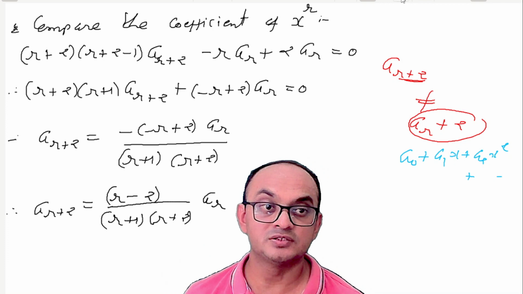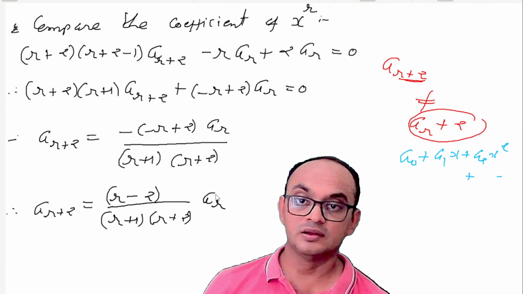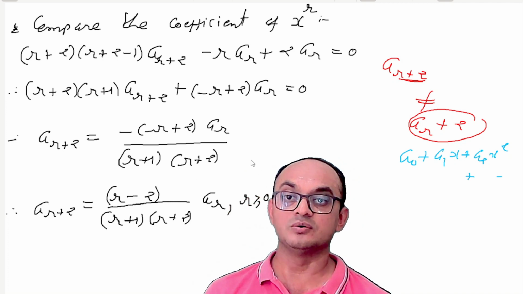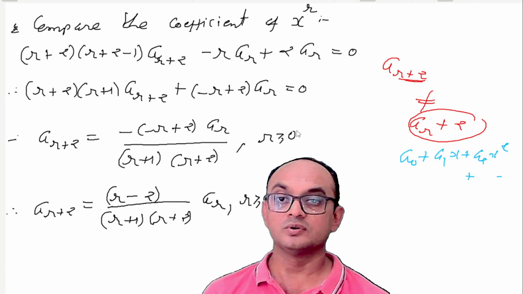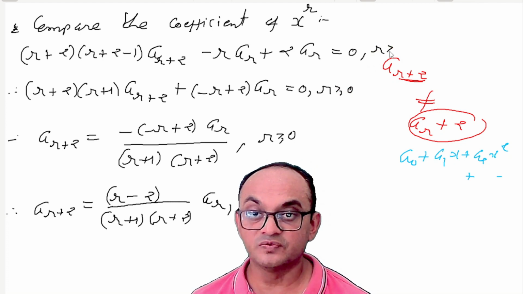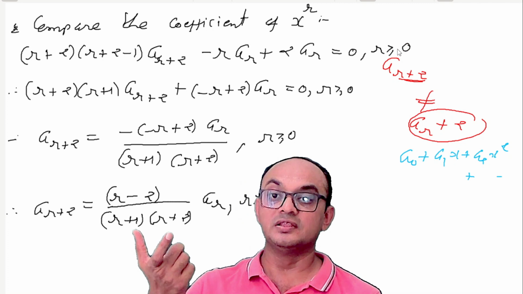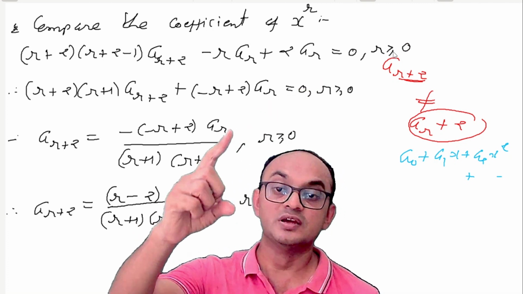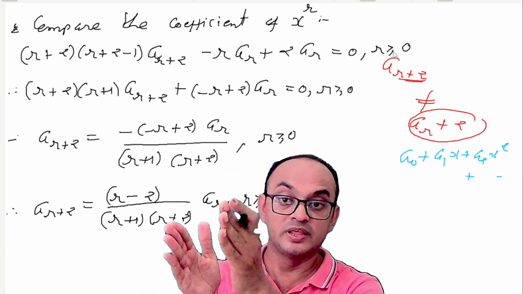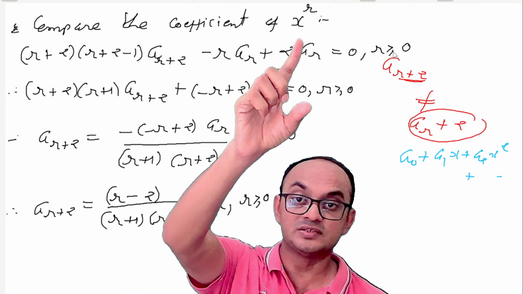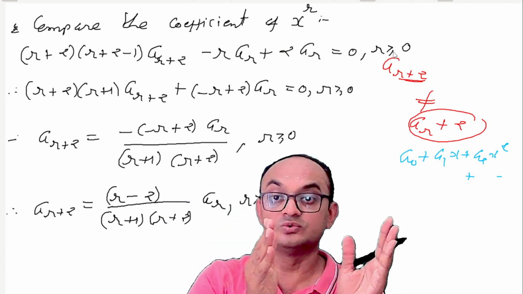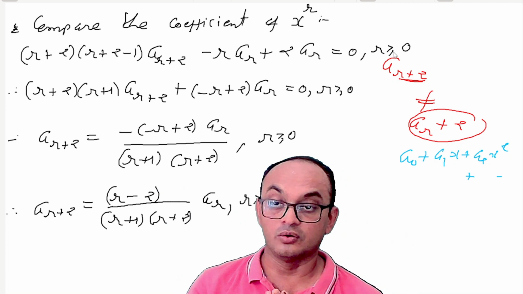The minimum value of r is 0, so the relation is true for r greater than or equal to 0. Everywhere I write r greater than or equal to 0, but that I always fix after finding this relation, right? I always mention the values. Now see, r greater than or equal to 0 means what? r starts from 0, then 1, 2, 3, 4. That means this is valid for the coefficient of x raised to 0, x raised to 1, x raised to 2, x raised to 3, 4, and all, right?